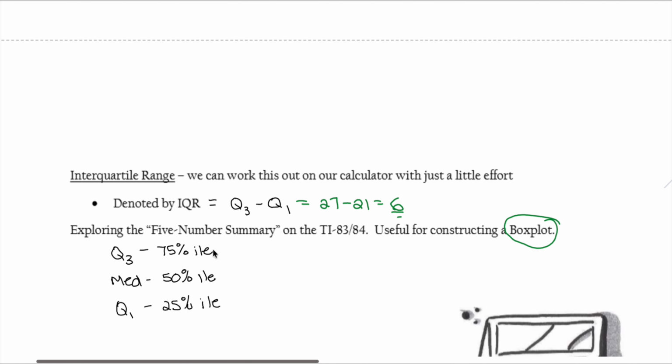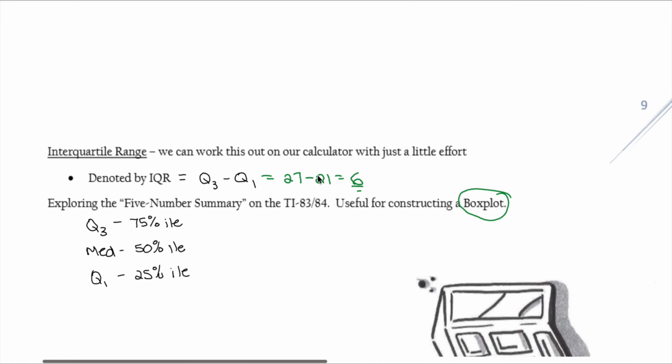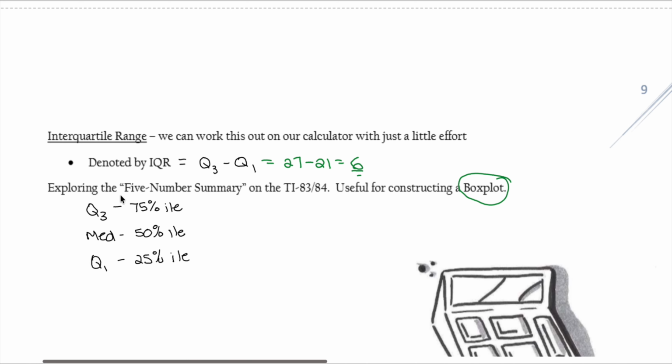Okay, so let's move on. Interquartile range, IQR, as we talked about previously, we can work this out on our calculator with just a little effort. So it is denoted by IQR. IQR is Q3 minus Q1, and in our example this is 27 minus 21, and it's equal to 6. So, exploring the 5-number summary on the TI 83 or 84, useful for constructing a box plot.